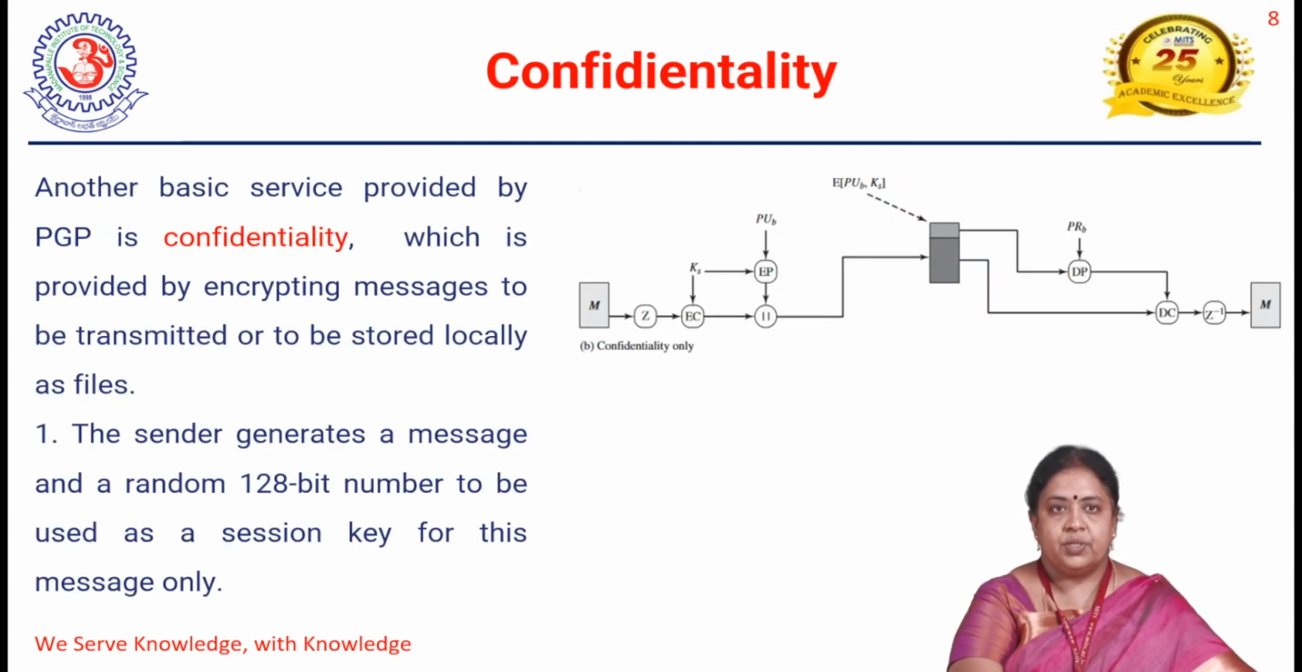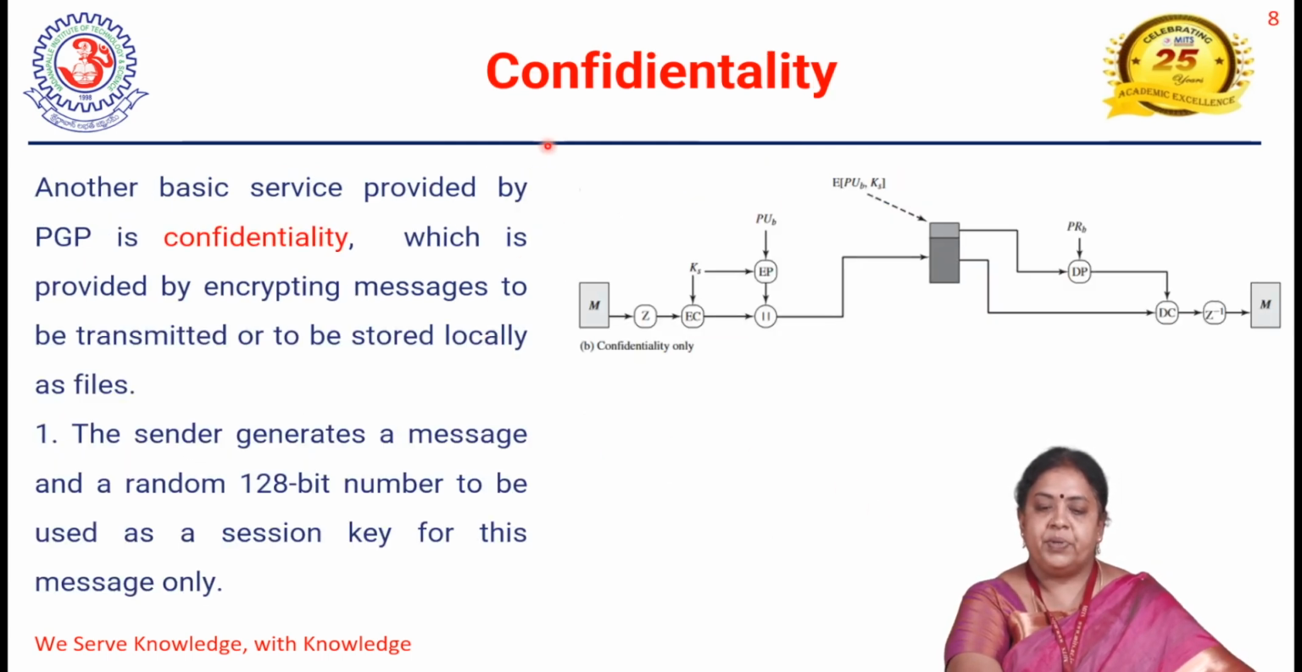And coming to the next service provided by PGP, that is confidentiality. Confidentiality means only the intended receiver has to view the message. Privacy. We have to provide the privacy. So how is the privacy going to be provided? This is a message. First, the message will be compressed.